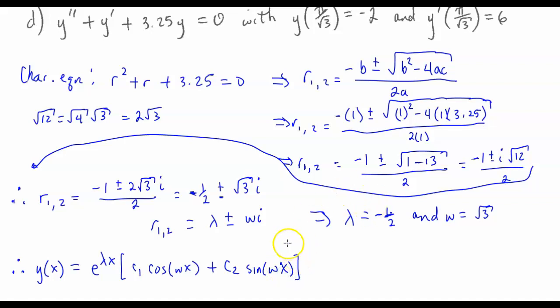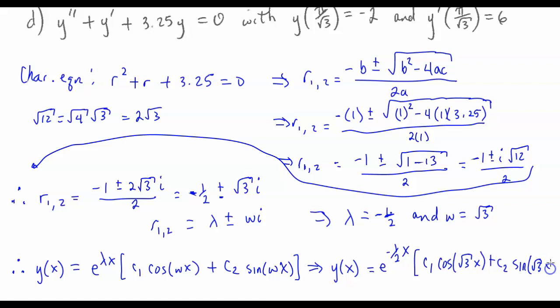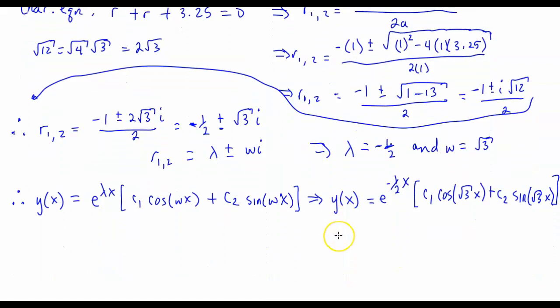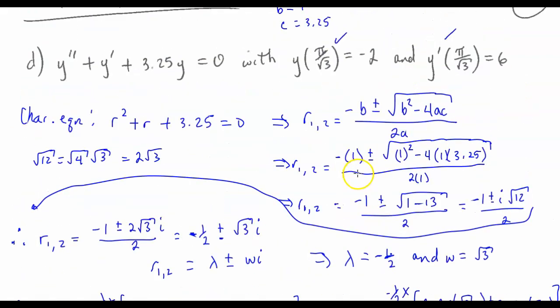All right. And thus, this means here that we have e raised to the minus 1/2 x times c1 cosine of square root of 3x plus c2 sine of square root of 3x. So that is our general solution. So we now have two initial conditions. Let's go back up to the top here.